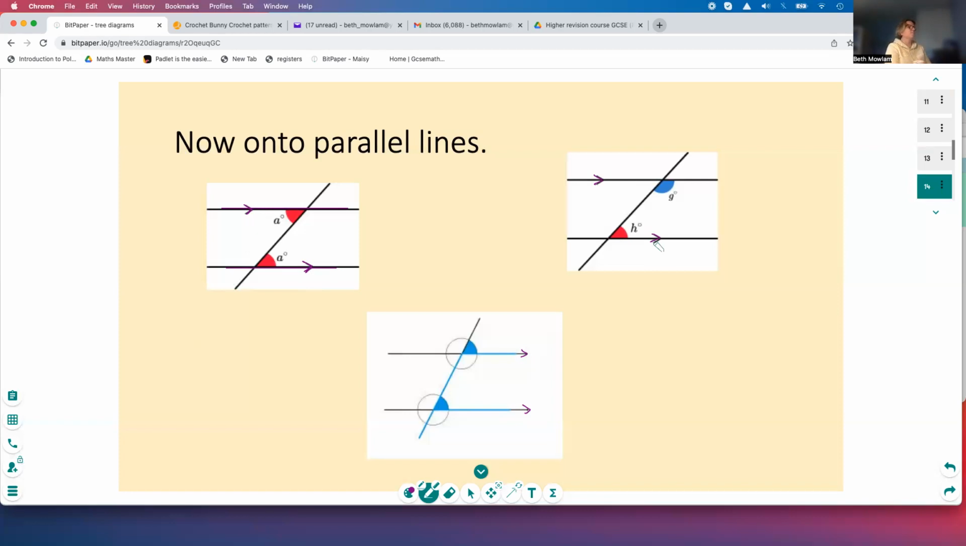Now the first one here is what we call alternate angles. You are expected to know the proper names for them. An alternate angle is when the angles are on alternative sides of the line that's cutting down the middle. The alternate angles often form a Z shape or backward Z shape. So these two angles here are on opposite sides of this line cutting down the middle. They are what's known as alternate angles. They are equal to each other.